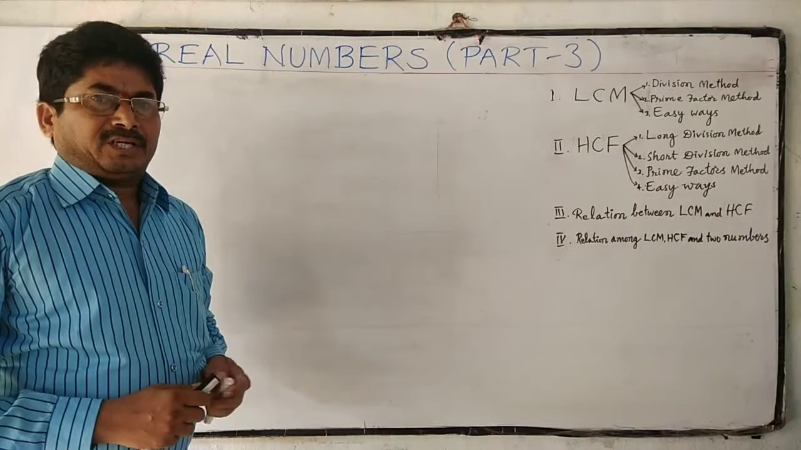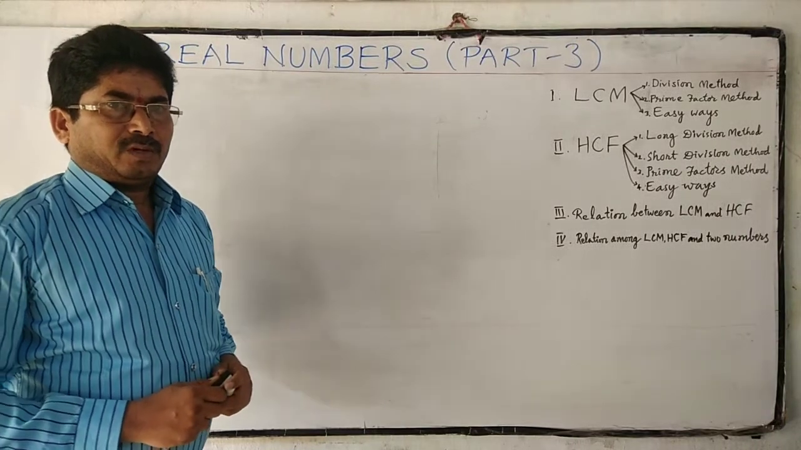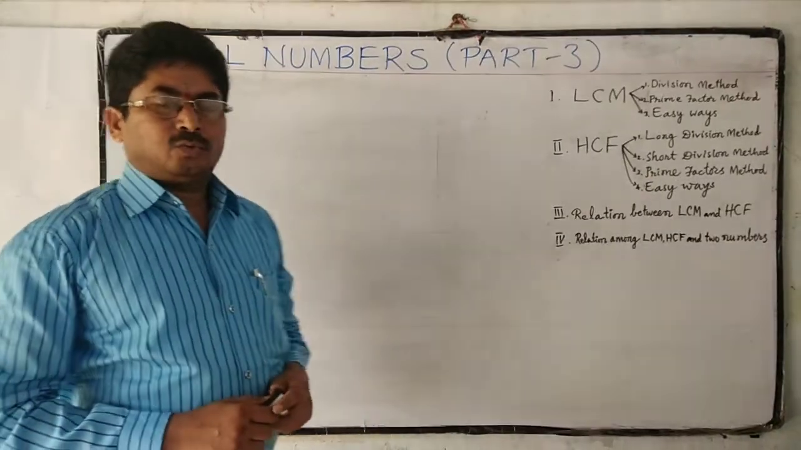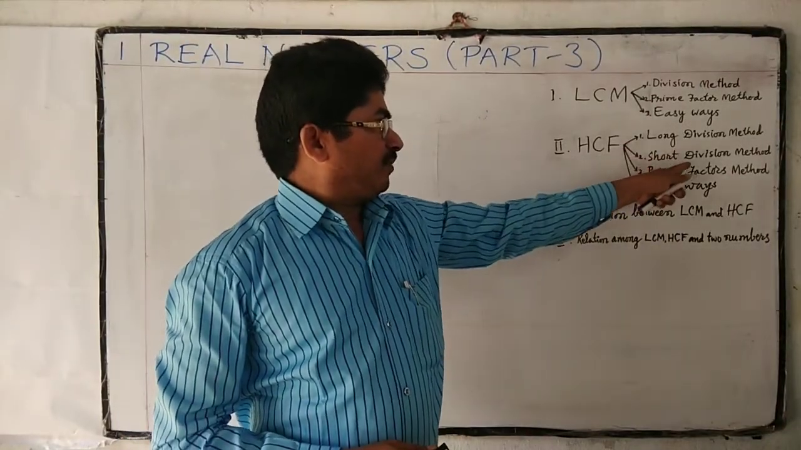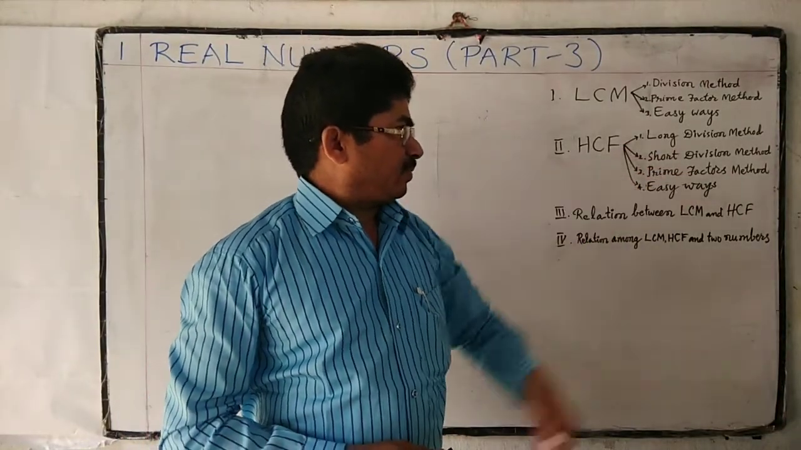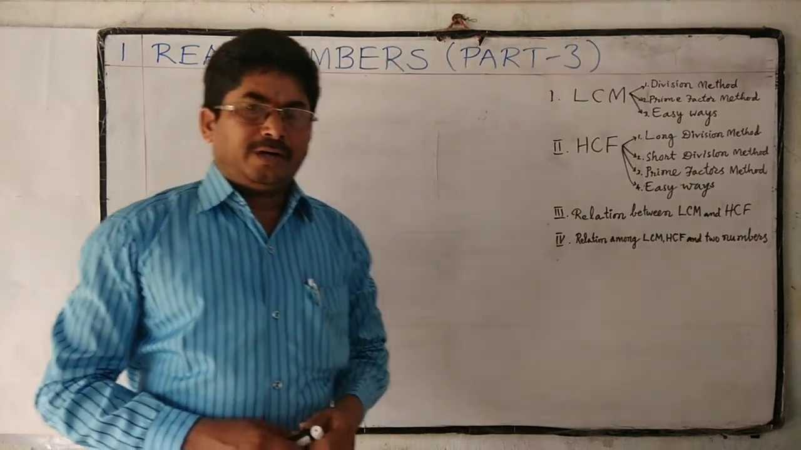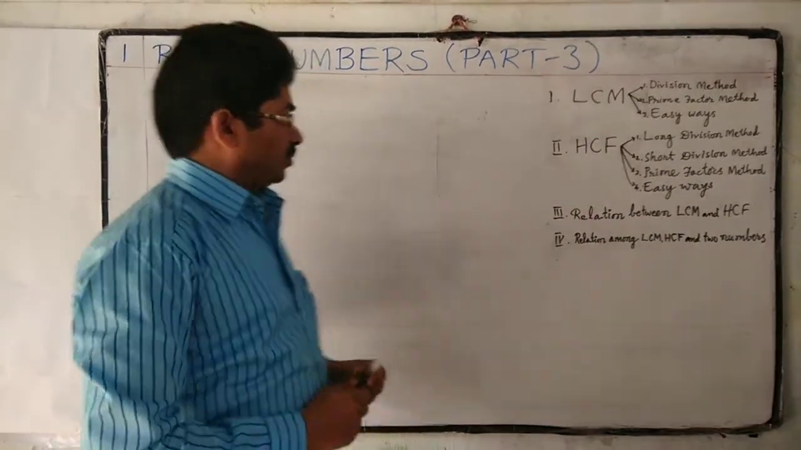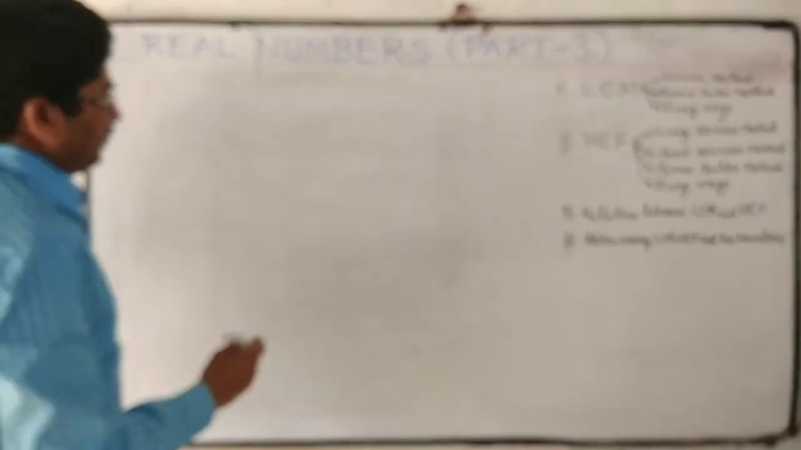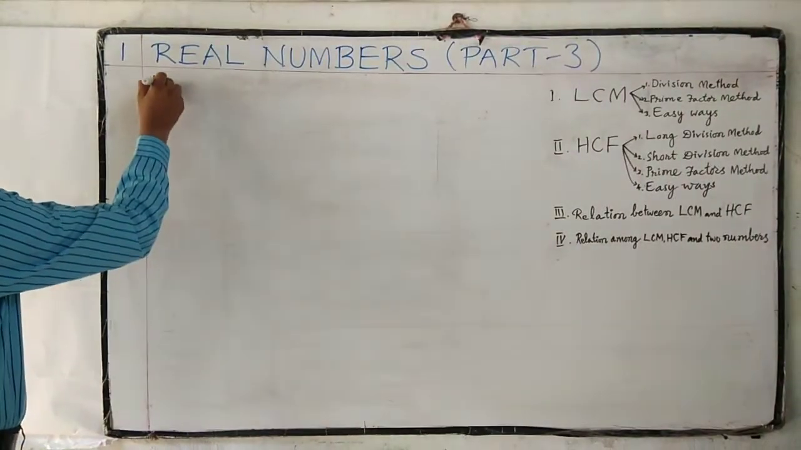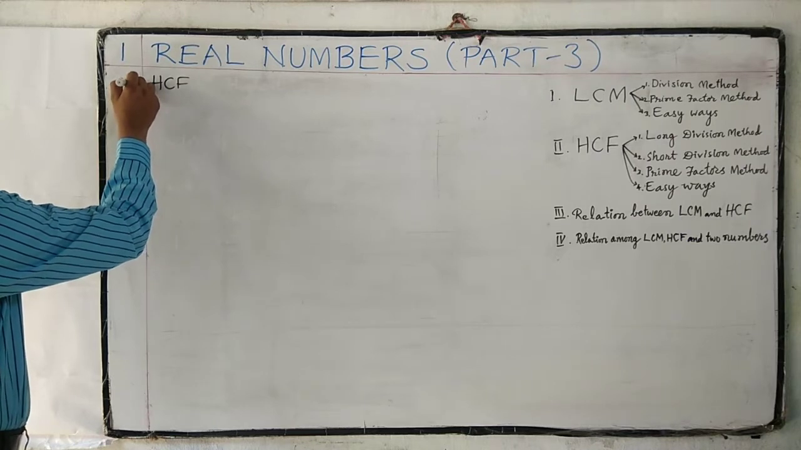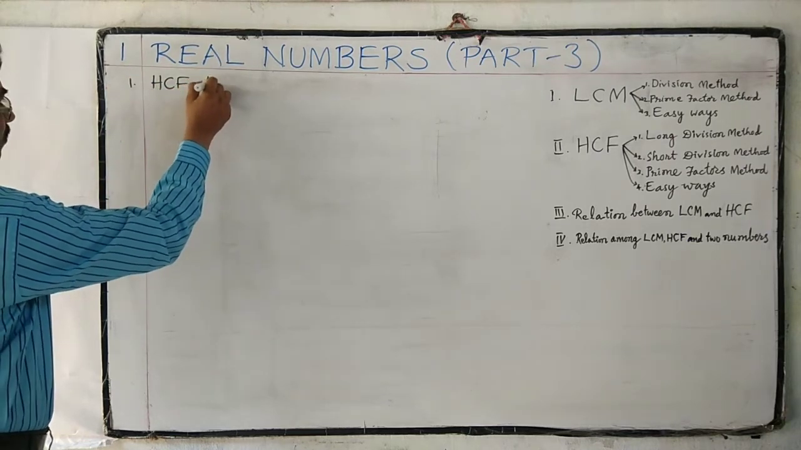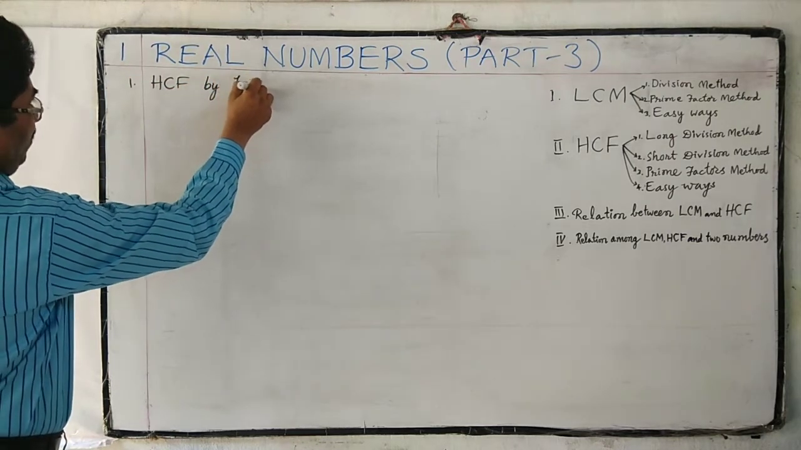But what are the methods to find GCD? Here we have 3 methods: long division method, short division method, prime factors method, and also easy ways. So first, HCF by long division method.